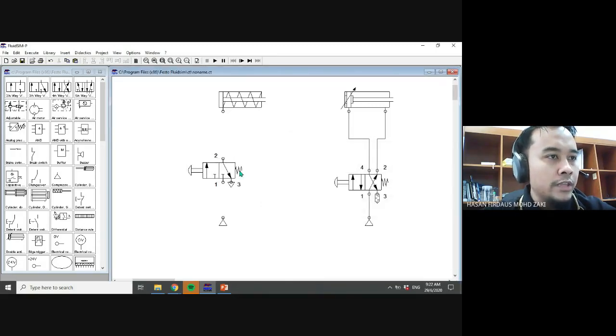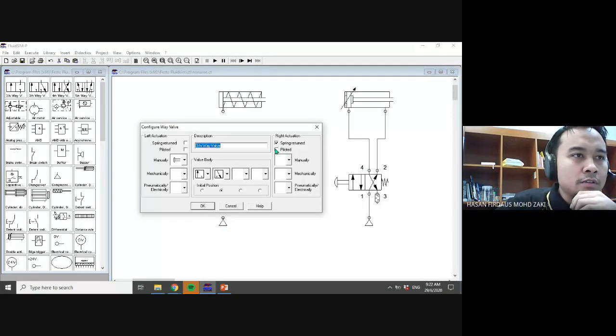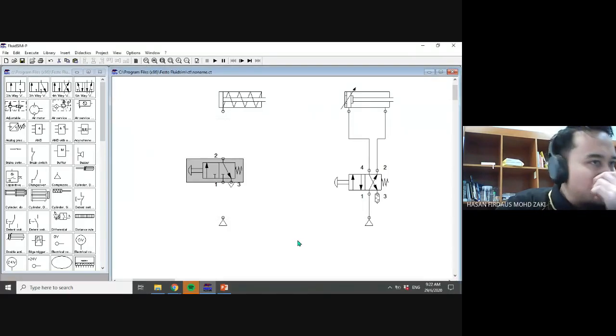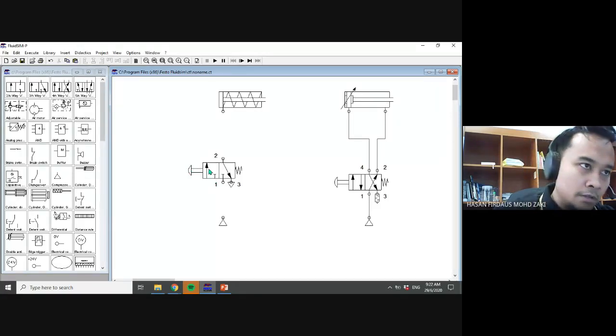And then you have the spring at the right hand side, right? This one can also be added. So, spring return. Meaning that in the initial position at the right, the spring will take effect, as if you push this push button, this position will be selected.